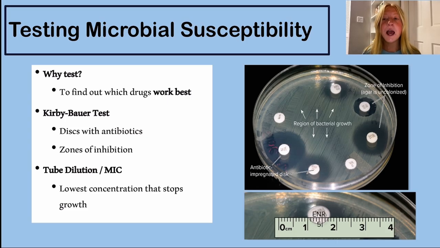Before antibiotics are given, doctors like to see which drugs the bacteria are sensitive to, and they do this through the Kirby-Bauer test. This test uses paper discs that have been soaked in different antibiotics, and the bigger clear zones mean that the bacteria is more sensitive. And then the MIC, or the minimum inhibitory concentration, tells us the smallest dose that's required to stop bacterial growth, and these tests help doctors figure out which drugs work and which ones won't.